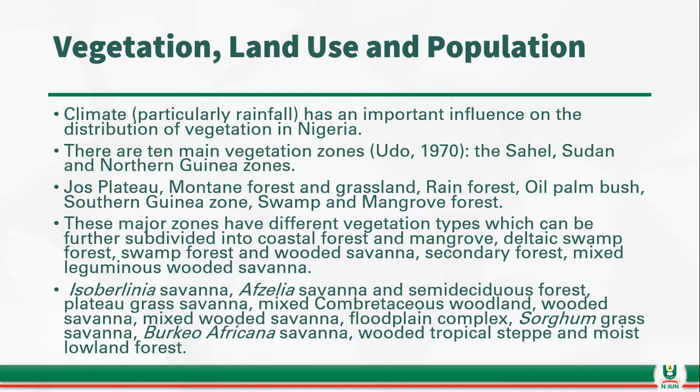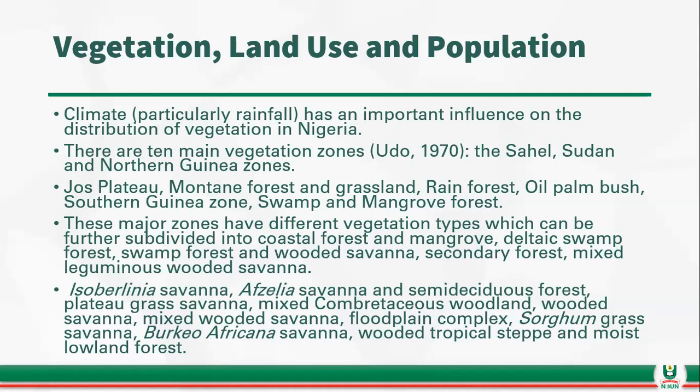So after that, you now have the rainforest. The rainforest is most of the areas that we have around the southeast Nigeria. Yes, southeast, south, some of those areas are the rainforest, because you experience some high level of rainfalls in those areas. We also have the oil palm bush, the southern Guinea zones. We have the swamp and the mangrove forest. Of course, oil palm bush are mostly, you see palm trees, very tall palm trees in those areas. They are also in the southern part. They are also in the rainforest part, so to say. So you see it's around those areas.